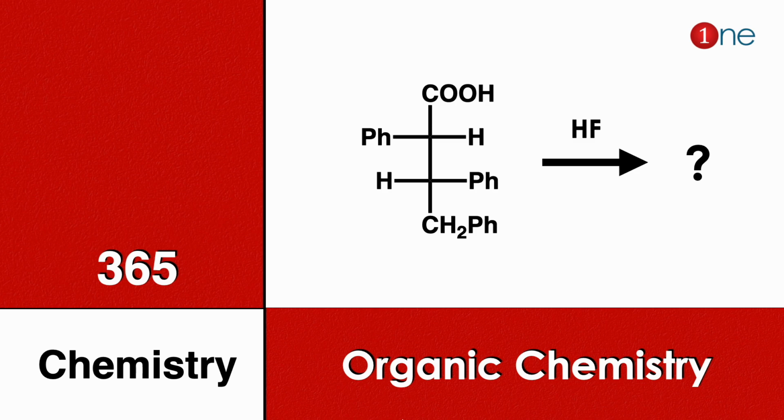Organic chemistry questions for you. Here you have a Fischer projection of an acid which has a side chain with phenyl, three different phenyl groups. One is benzyl, another is substituted phenyl. You are reacting with hydrofluoric acid. You should find what will be the final product.